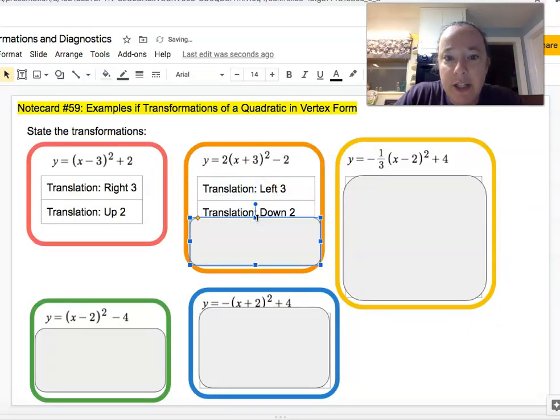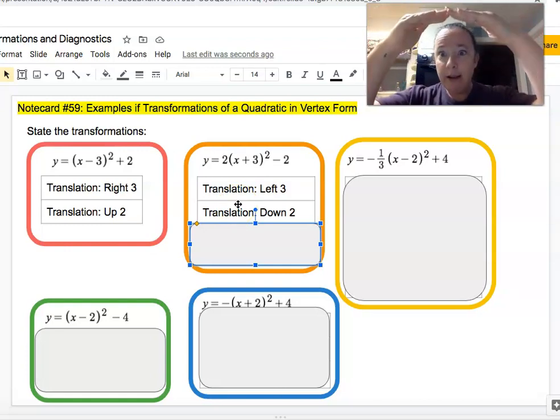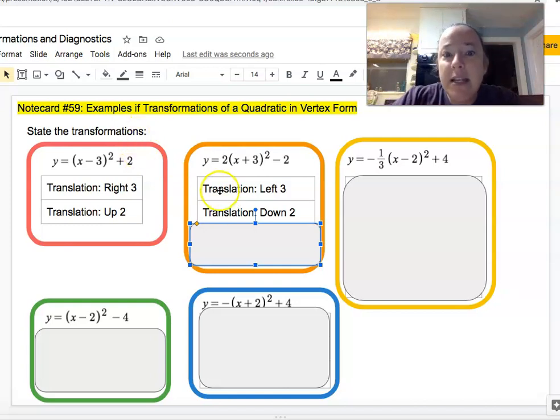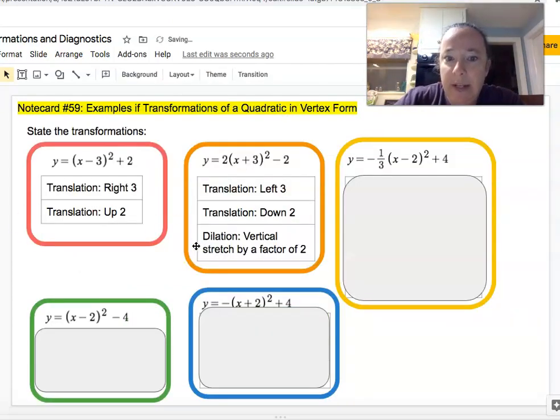Those are both translations. But we have another transformation. So transformation is the umbrella term for all of these things. You got the umbrella, you got translations, dilations, reflections, okay? So this 2, and let's look. 2 is greater than 0. So we're going to have a vertical stretch. And the way we write that is we have a vertical stretch by a factor of 2. All right, now over here, what is happening here?